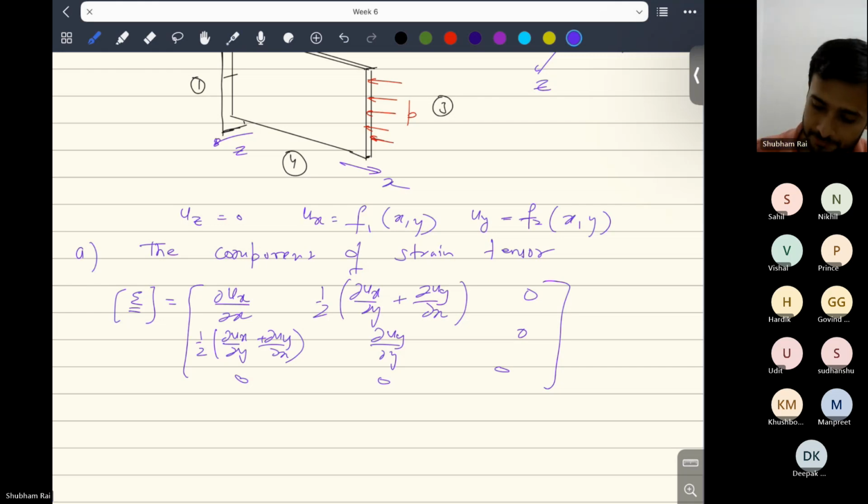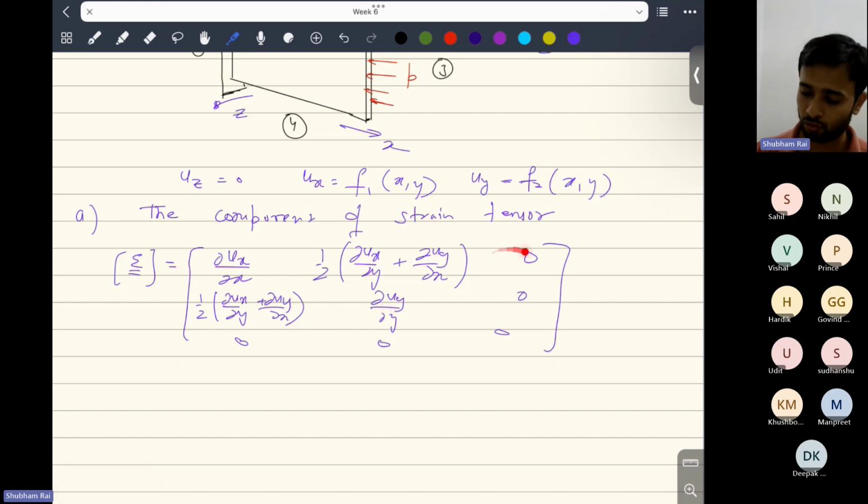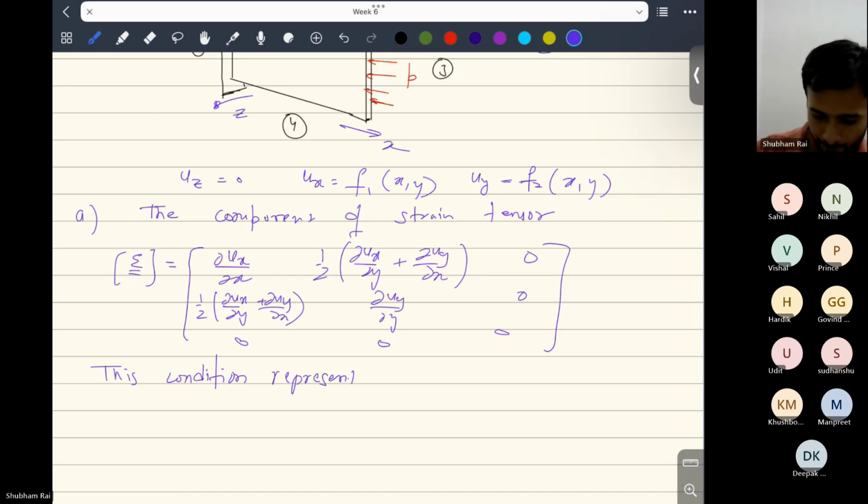Actually, if you see, you only have in-plane strain components, all out of plane strains are zero. So this condition is known as plane strain condition. Let me just write. So this condition represents plane strain condition.